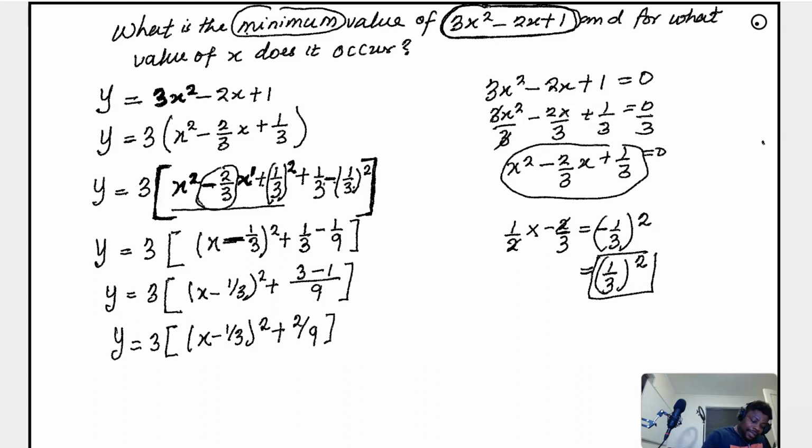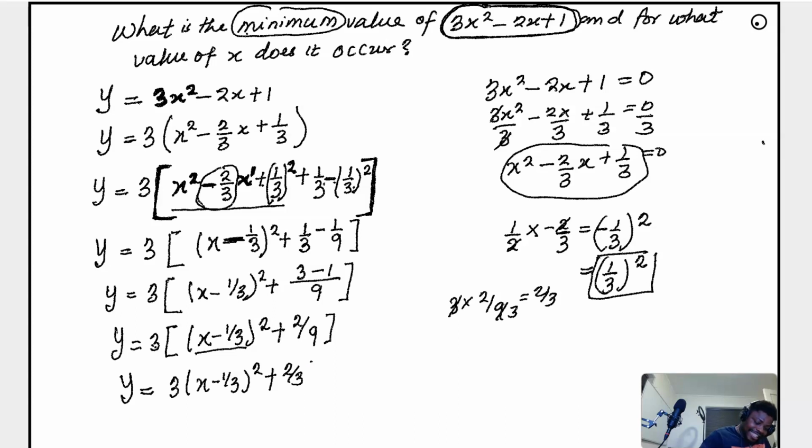Now, in this case, I have to use 3 to multiply this one. I want to open the bracket. So that is 3 bracket x minus 1 over 3 squared plus 3 times 2 over 9. 3 times 2 over 9. 3 here 1, 3 here 3. So that is 2 over 3.